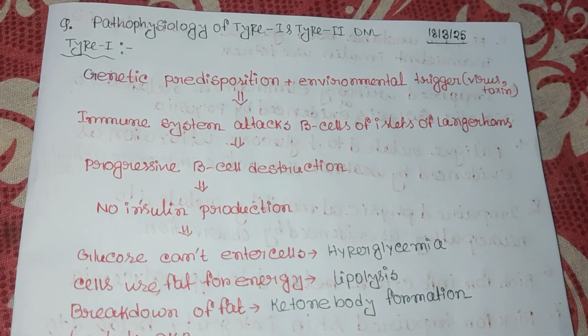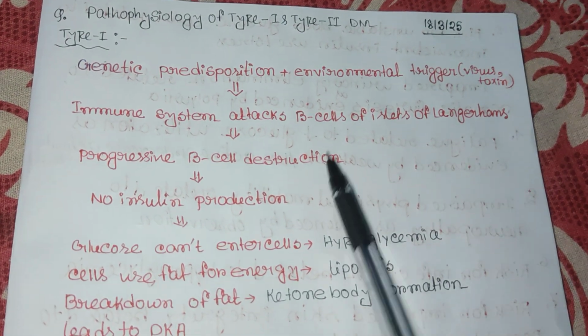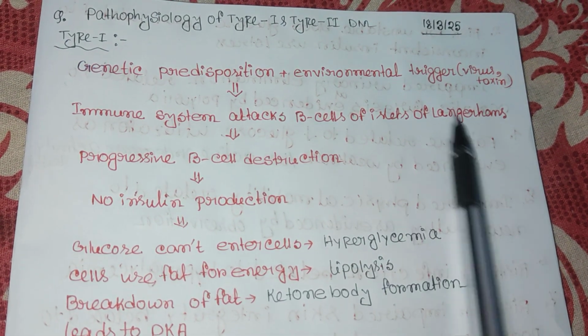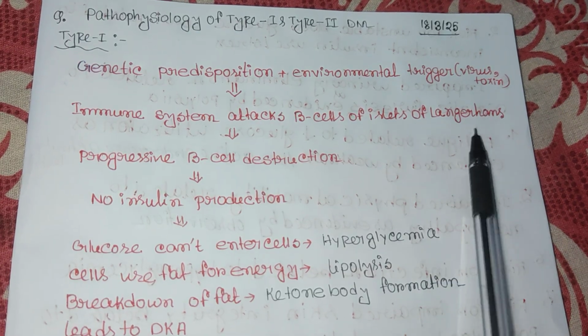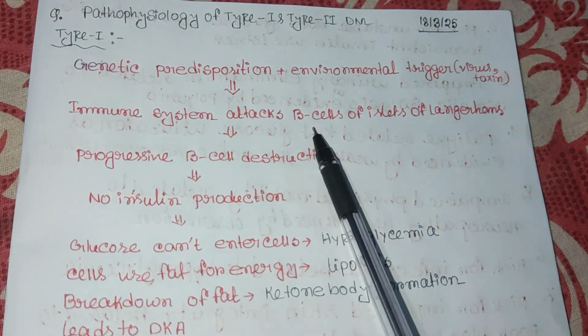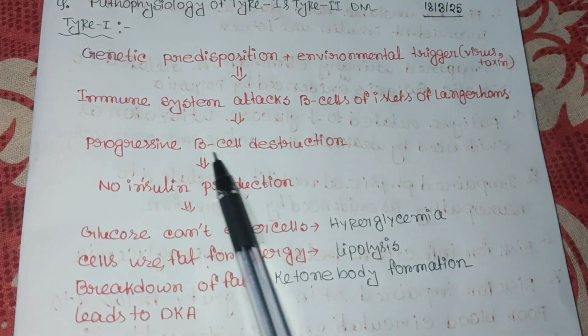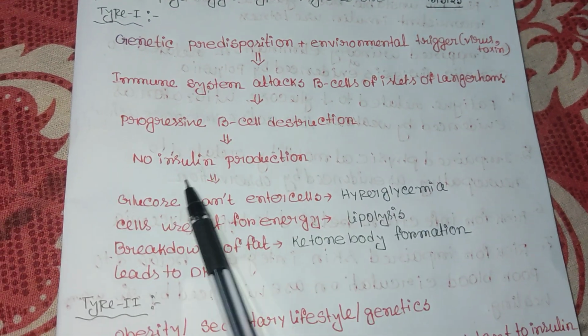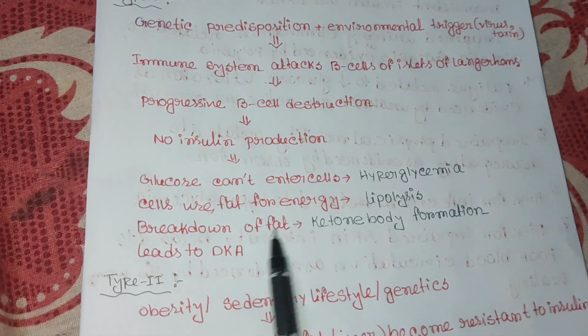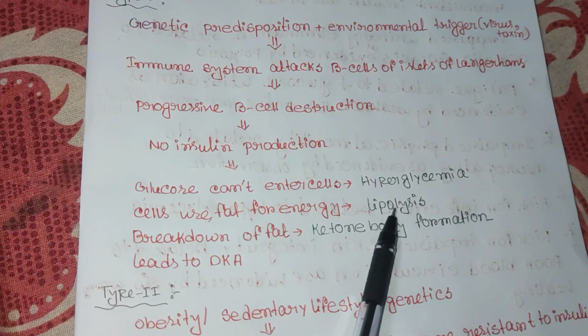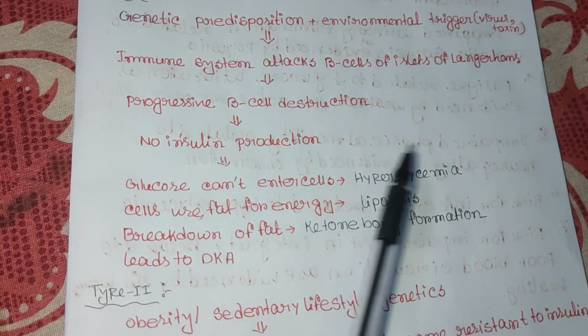Our immune system attacks the beta cells, which are present in the islets of Langerhans of the pancreas. Beta cells secrete insulin. So progressive beta cell destruction occurs and there is no insulin production. Here the glucose cannot enter the cells easily.